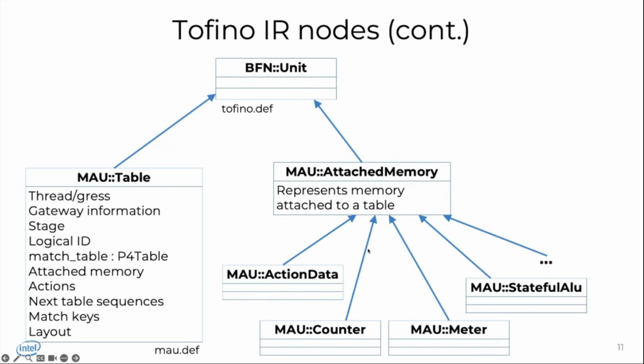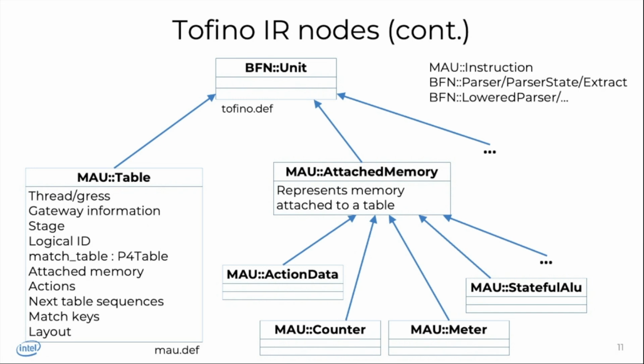We then also have a series of attached memories. As I mentioned before, we've got the SRAMs and the TCAMs. The SRAMs can implement a lot of different types of data structures. So we could be using it for action data, counters, meters, etc. Each of those is a subclass of the attached memory. And you can see on the left-hand side that one of the properties of the table is a set of attached memories. There's lots of other BFN unit subclasses as well that I'm not going to touch on.